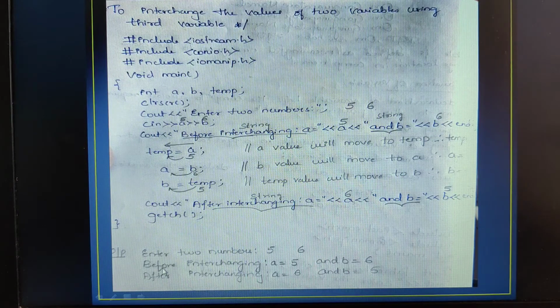So before interchanging a is equal to, I'll enclose it in double quotes. Again stream insertion, then which variable is holding this value? That is a, so I'll give it as a. Again stream insertion, I'm printing, right? Whenever I have to print, always remember to use cout. So again stream insertion, again this is a string constant, so double quotes and b is equal to in double quotes. Now this is again a value, right?